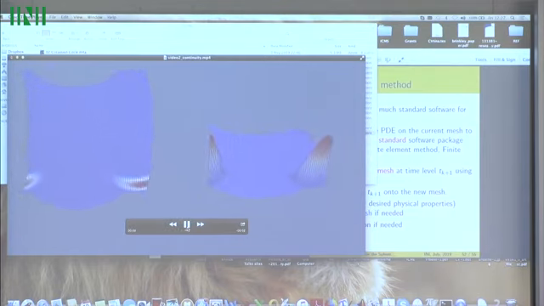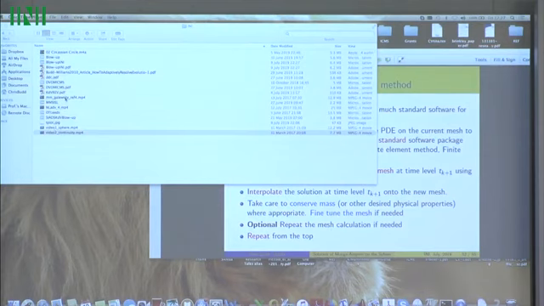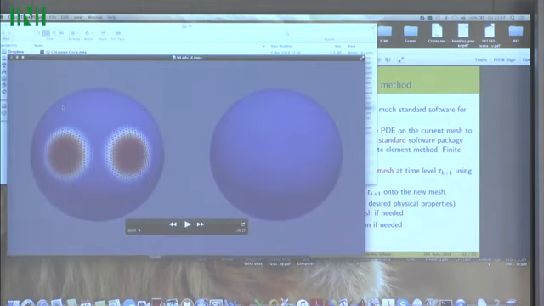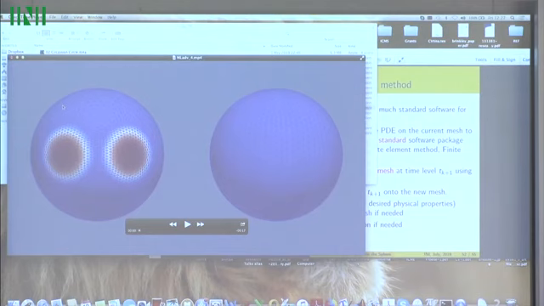Let's have a look at something on the sphere. Oh, I don't seem to have got the one on the sphere. Oh, there it is. Sorry, apologies. Again, this is solving the advection equation with two lumps of stuff.